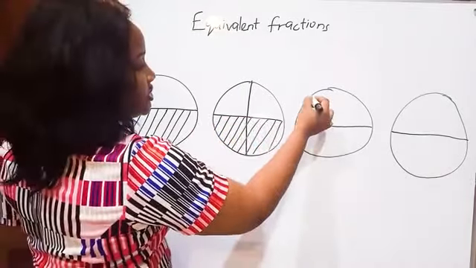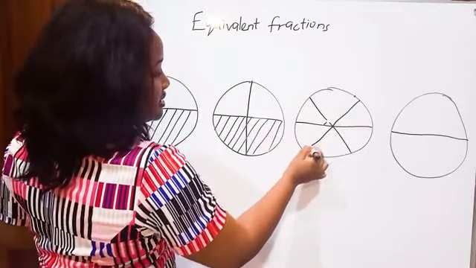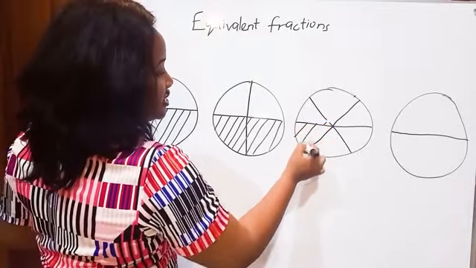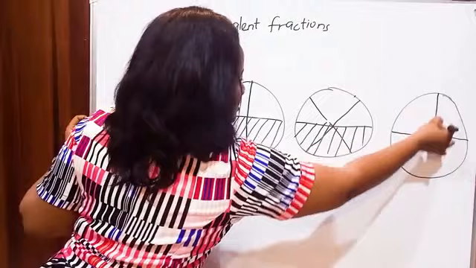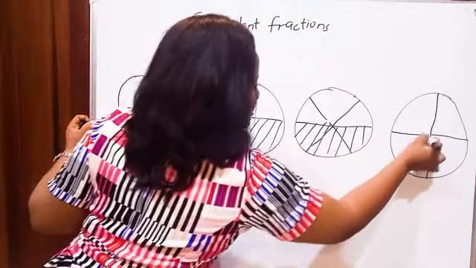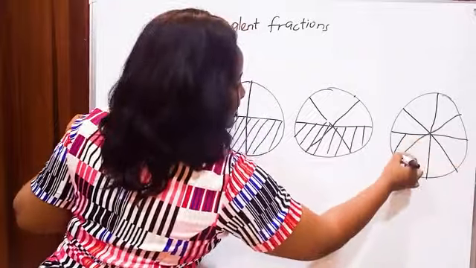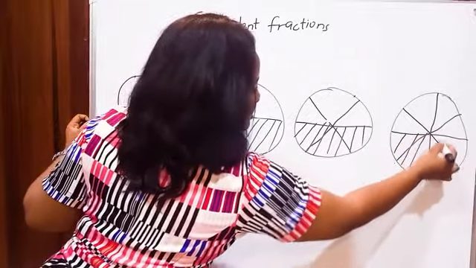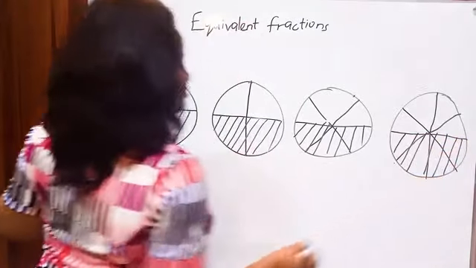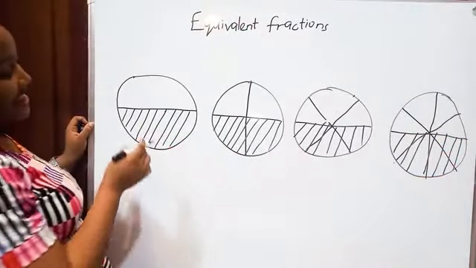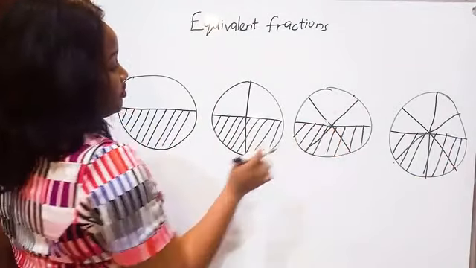I decide to divide it and still shade this part. I decide to do this like this, and like this, and still shade these parts. Have you noticed that I have shaded half of all of them?